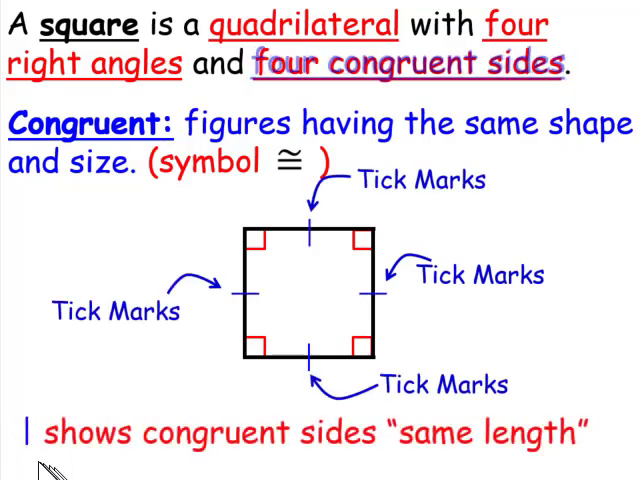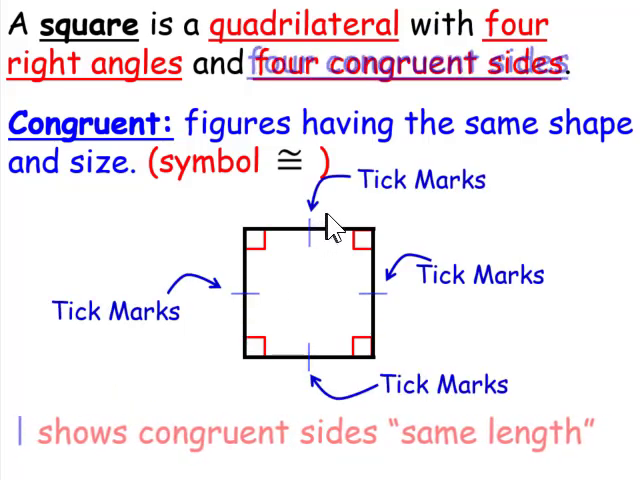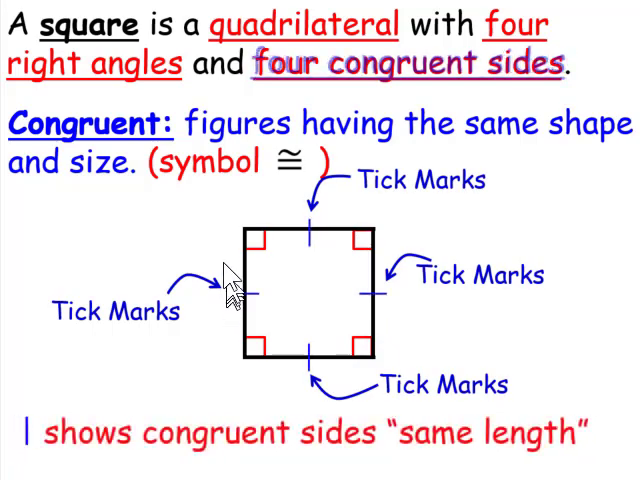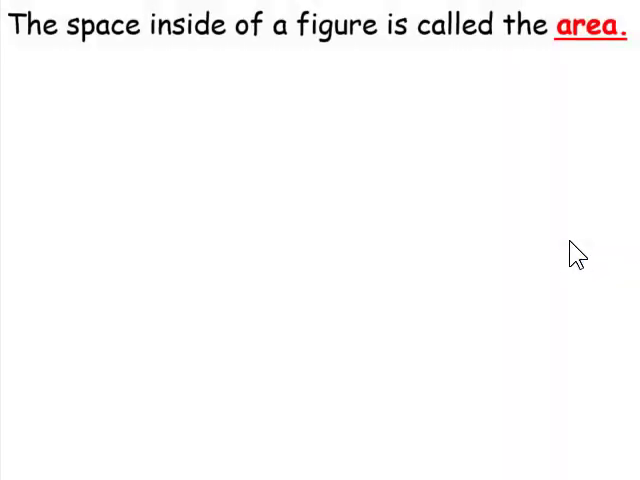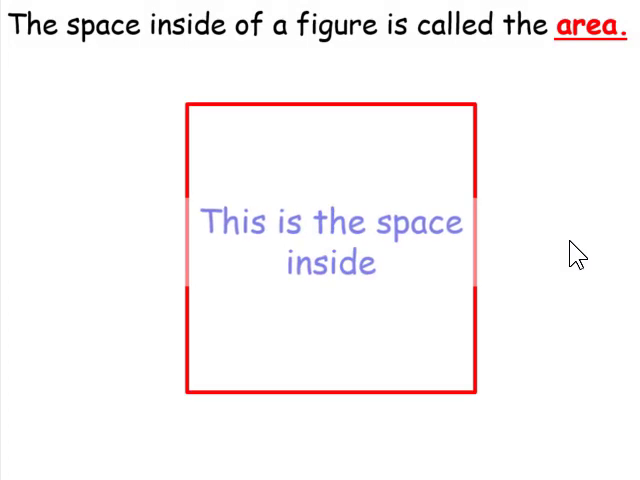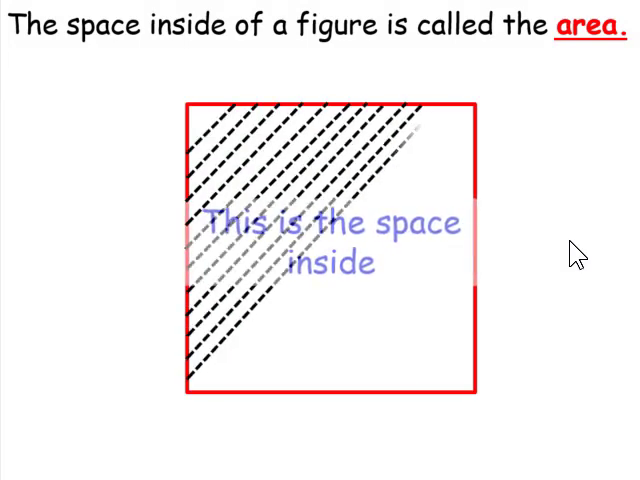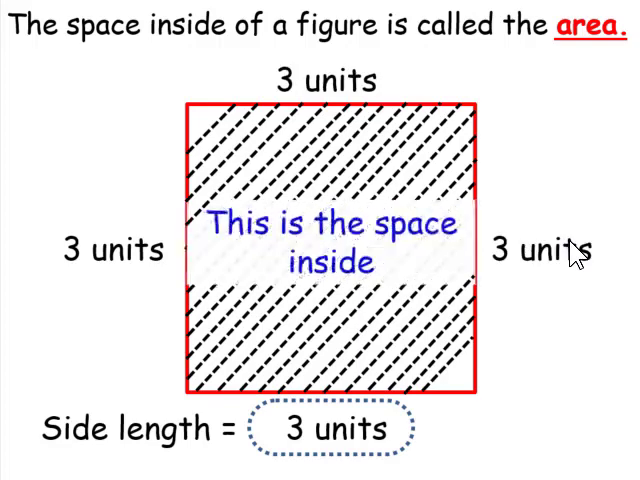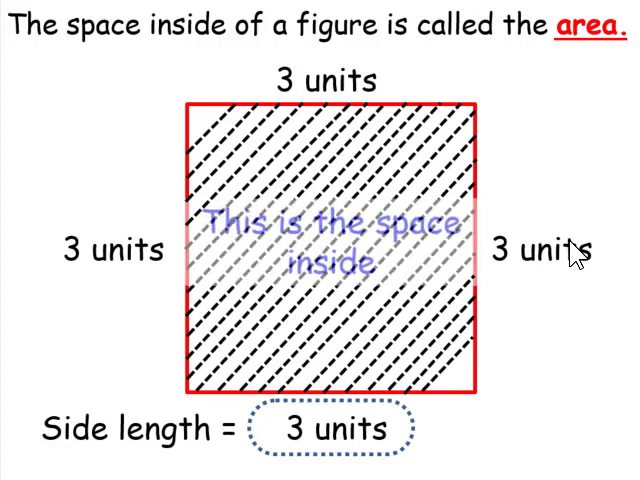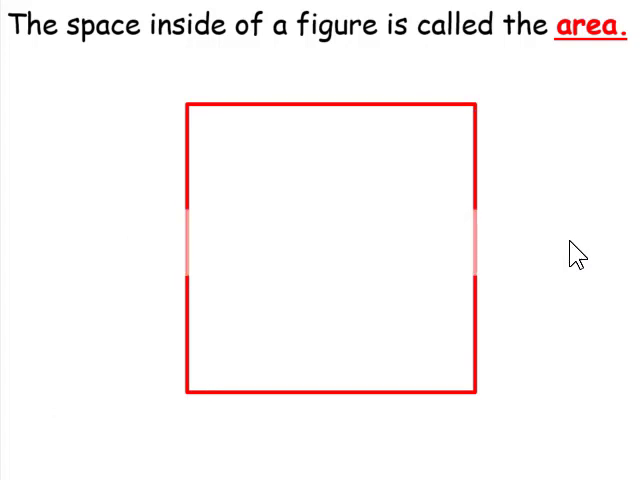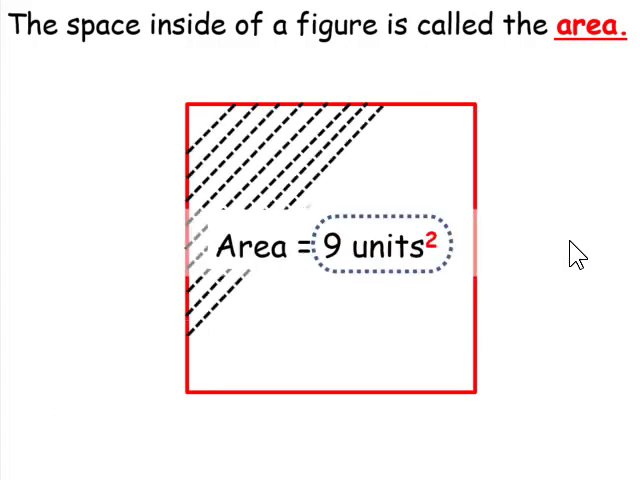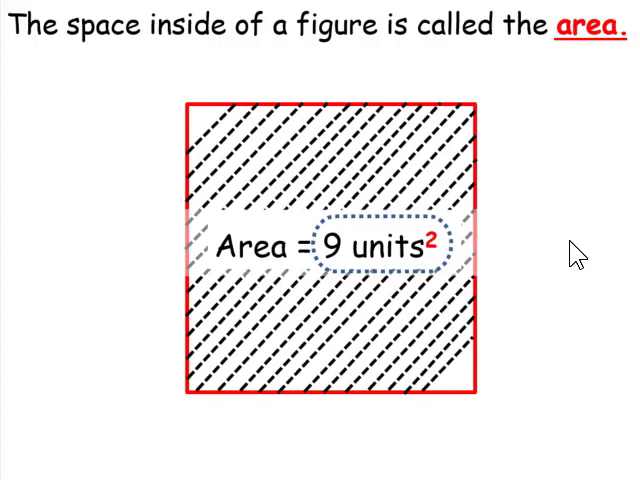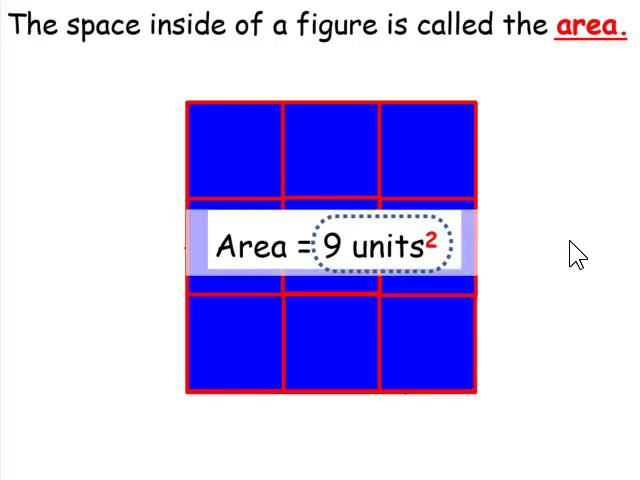These markings are called tick marks. The tick marks identify the sides as being congruent, meaning they have the same length. The space inside a figure is called the area. If the side length of this particular square is 3 units, that means all the sides are 3 units because the sides of a square are congruent. This also means that the area of this particular square is 9 units squared because we can fit 9 squares inside of it that are 1 by 1 unit.